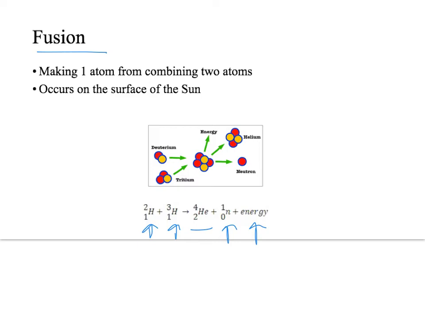So this occurs on the surface of the sun. This is not something that occurs naturally on Earth at all. And it is something we're looking into harnessing for cleaner nuclear energy. But it is a little more dangerous and a little harder to control. So fission is one atom breaking apart into two smaller atoms. Fusion is two atoms coming together to form one larger nucleus.